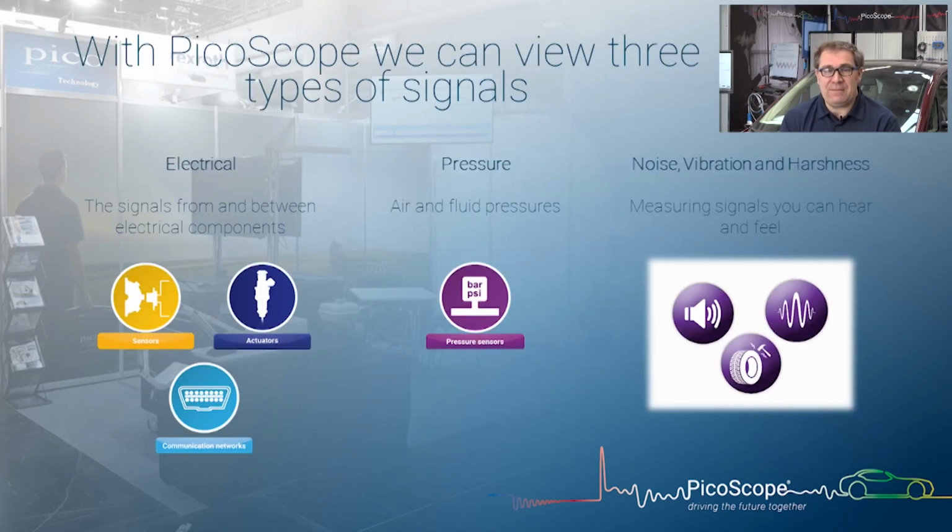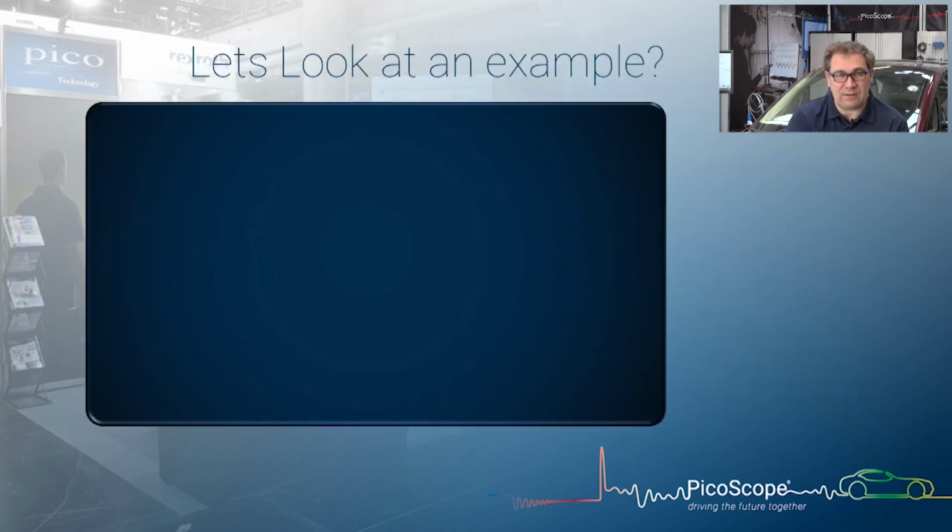So we can look at three main types of signals. Electronic signals, so things like sensors, actuators, right the way to communication networks, and of course increasingly also signals surrounding electric vehicles. Then we have air and fluid pressures, so any pressure within a vehicle we can also plot against time. And then finally NVH, so noise, vibration, harshness signals. Not something that we cover in this session, but we will be doing a session on NVH in the future. So let's have a quick look at an example.